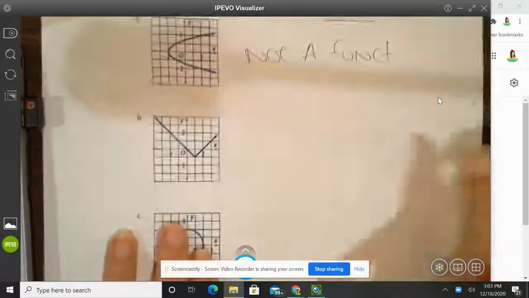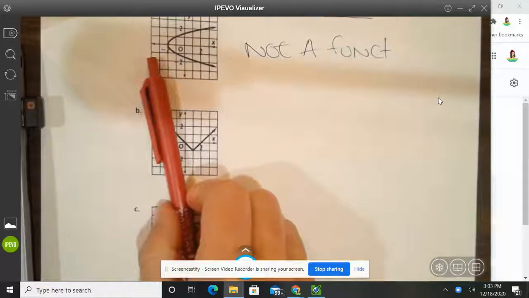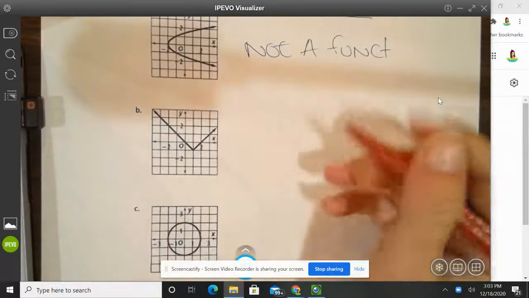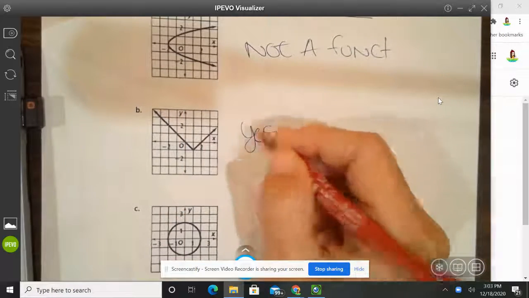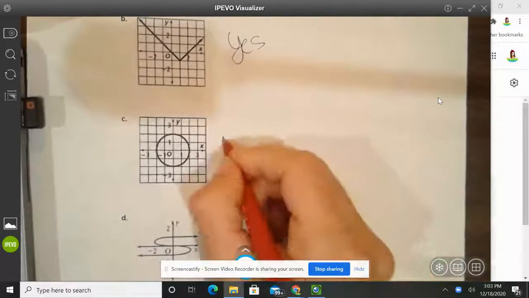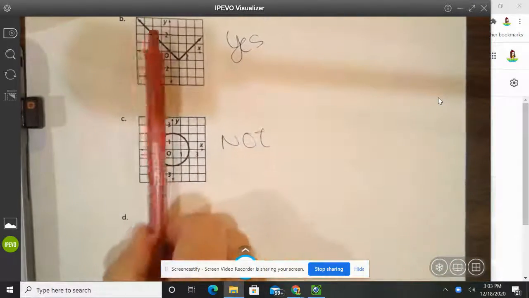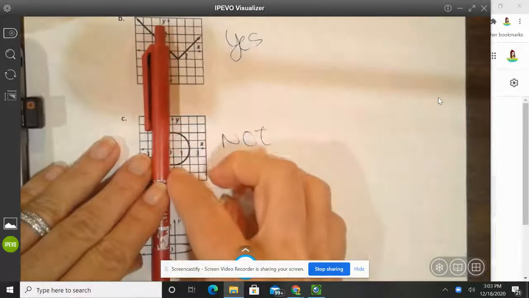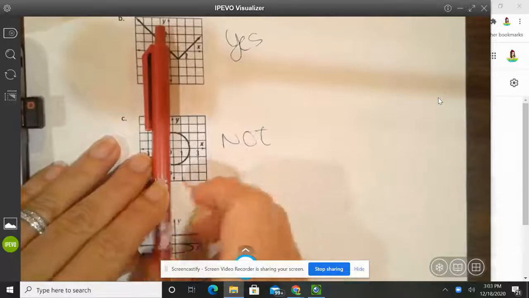All right, how about this one? Well, this is an absolute value graph. Is this a function? Yes. There's no other point in the same x, right? Okay. How about circles? Not a function. When you go vertically right here, you notice that there is 1 point here and 1 point here, right? So that is not a function.